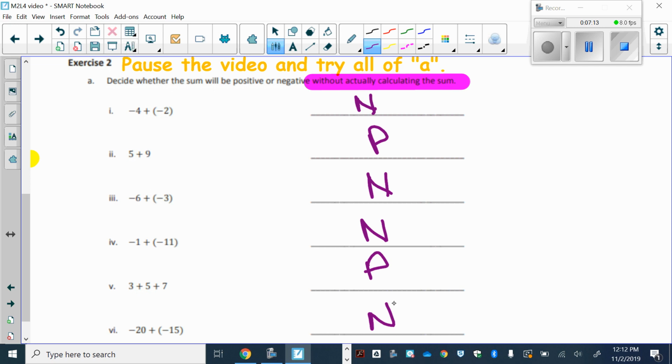Remember, you're just moving 4 to the left and then another 2 to the left. So you're moving deeper into the negatives. 5 to the right, another 9 to the right. So you're moving deeper into the positives. Adding same signs, you just add the 2 absolute values and keep the sign.